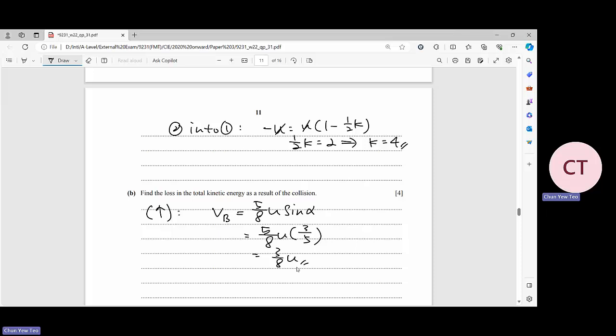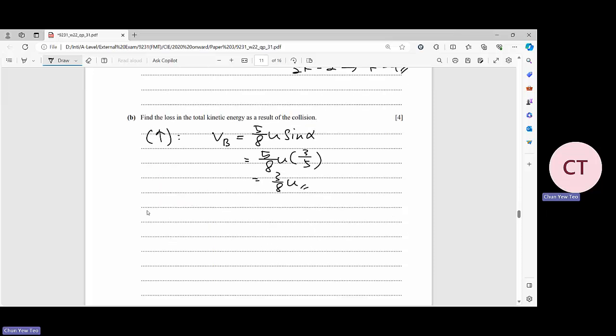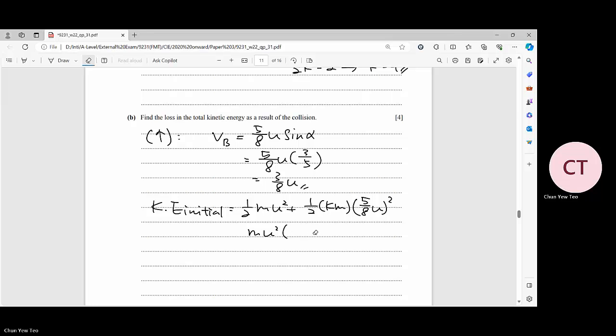Okay, now we are ready to do the initial KE, which is half m u squared plus half km of (5/8 u) squared. So this one, take the m u squared out. This one is a half plus, maybe we can take the half out as well. Okay, take the half out.